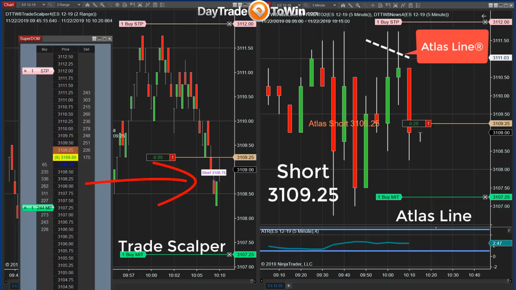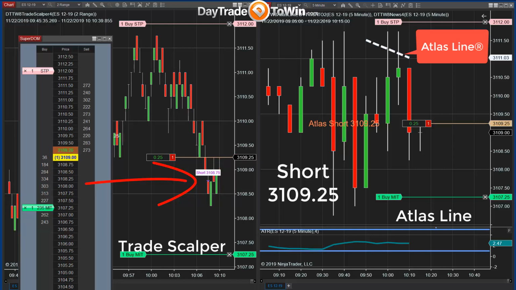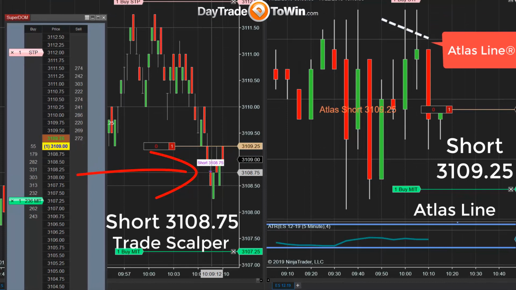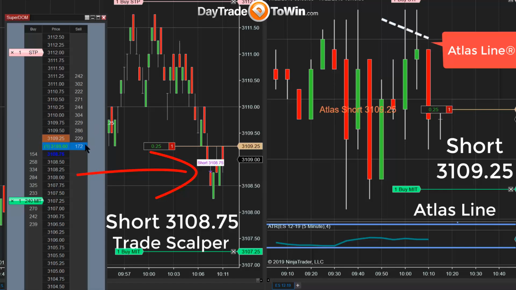When you're looking at things that could help you filter out trades, part of that is trade management as well. Trade management is based on this: if I've been in a trade long enough, let me get out and cut my losses, or if I'm at break even or a small profit, it's long enough. So now the trade scalper is indicating short here, 3108.75. I'm going to go ahead and do a short here. I'm going to add here to show you. Okay, so 3108.75 to go short.